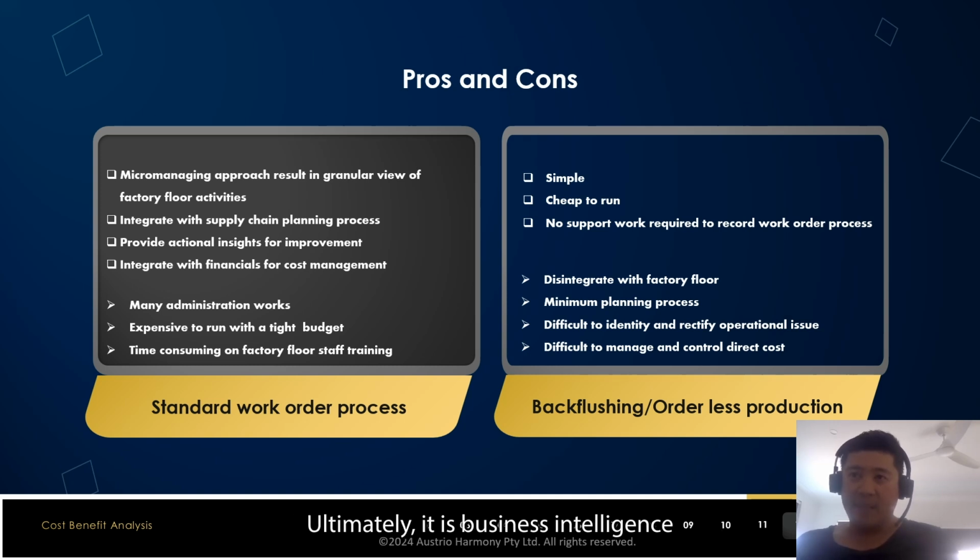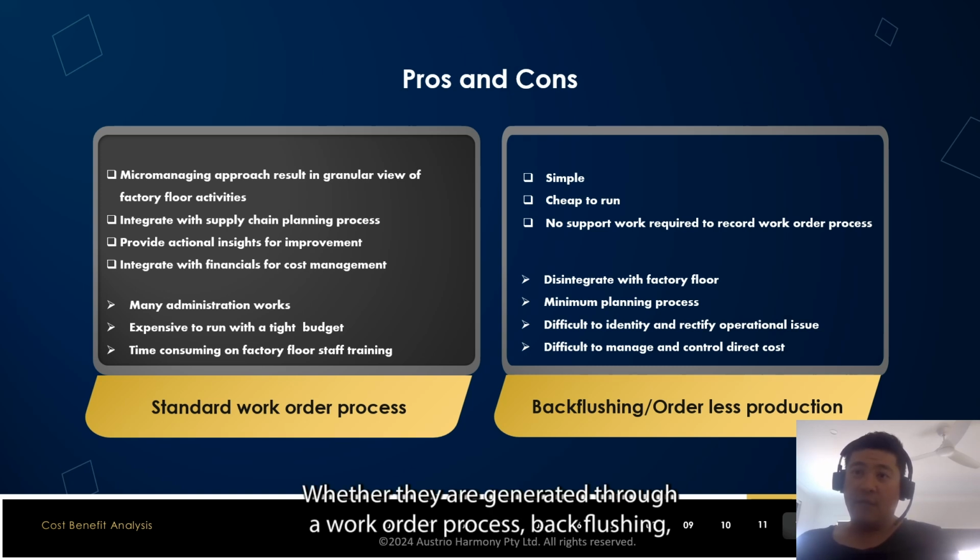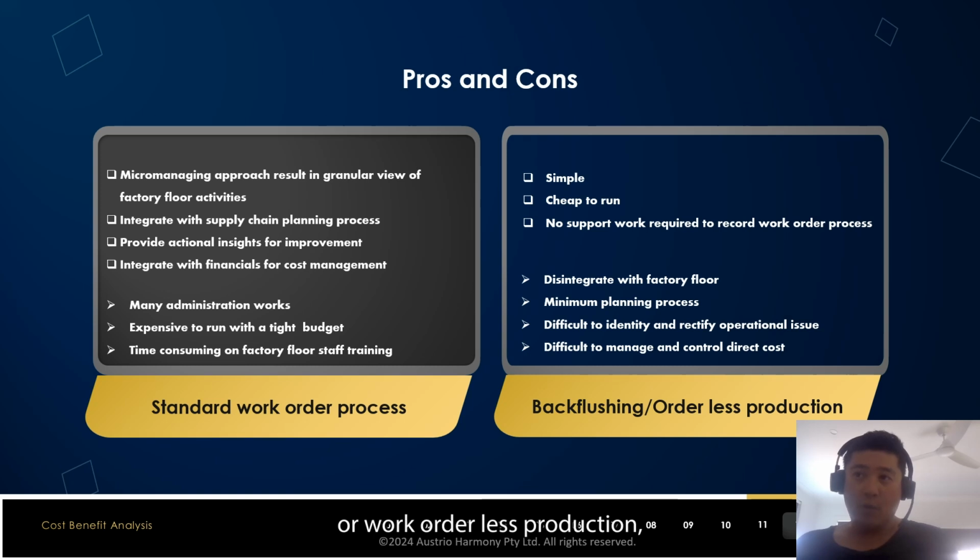Ultimately, it is business intelligence that you need to support decision making, whether it is generated through work order process, backflushing, or work order-less production. I guess nobody cares, apart from software vendors who want to get a 5-star review on their product features.